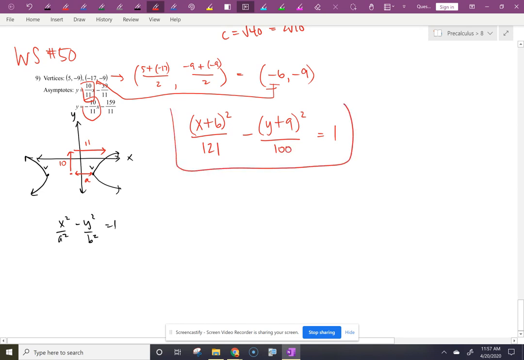And now I could do whatever you want. I know that c squared is equal to a squared plus b squared. So I have the vertices, they gave them to me. I know where the center is. I could find the foci if you wanted by adding those together and getting 221, square rooting it, and then adding it to the x values from the center. So everything is there. The asymptotes are already there. I don't think there's anything spooky. My graph is even there. So there. Enjoy it. Stay happy.